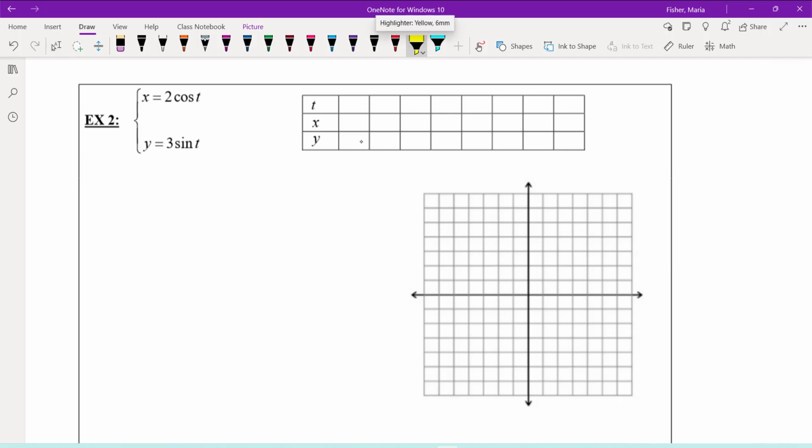Notice that number 2 is trigonometric. It's x equals 2 cosine of t and y equals 3 sine of t. Because we're looking at something that's trigonometric, when we're choosing our t values that we're going to plug in, we're going to plug in radian measures.